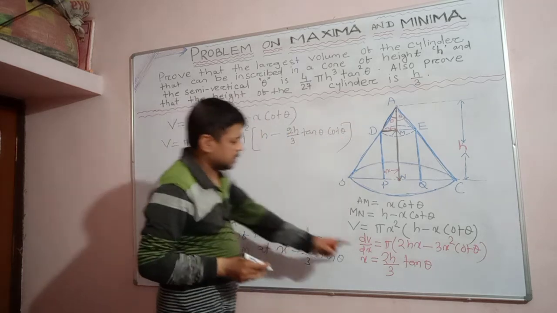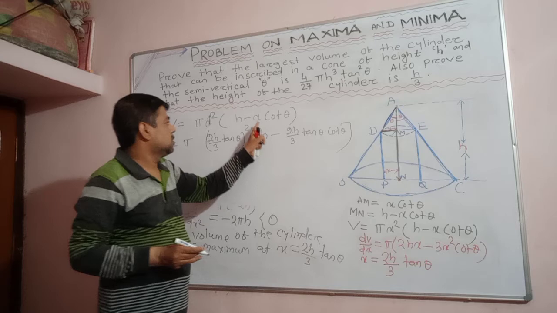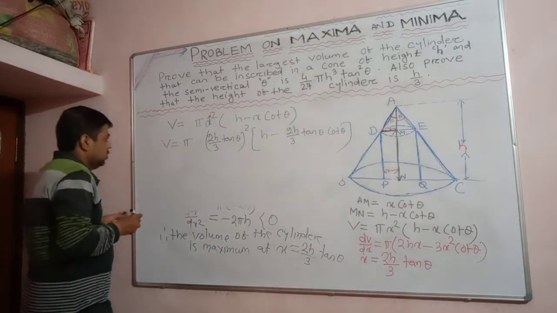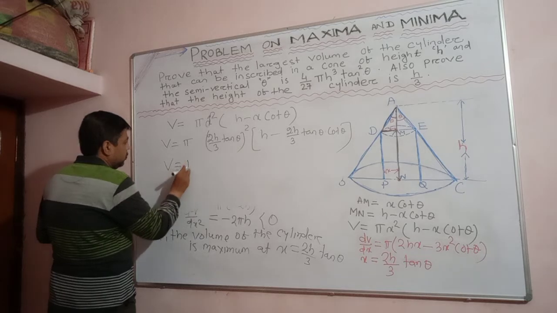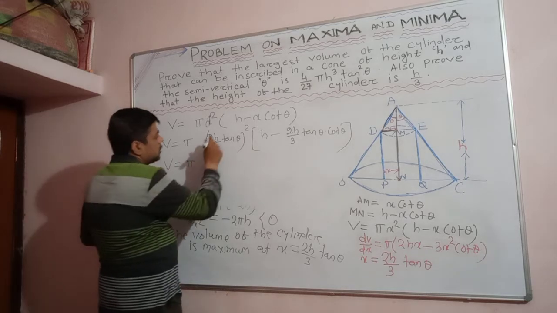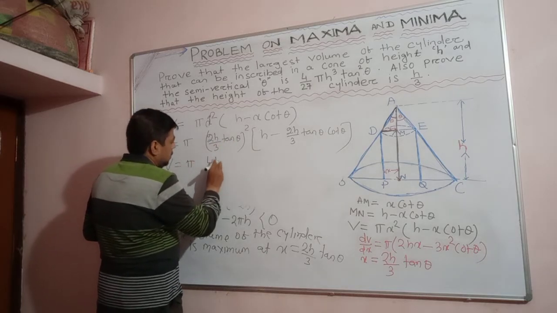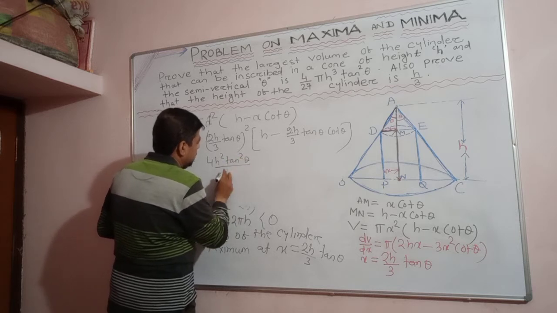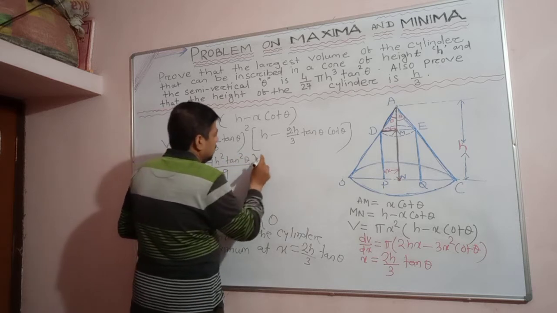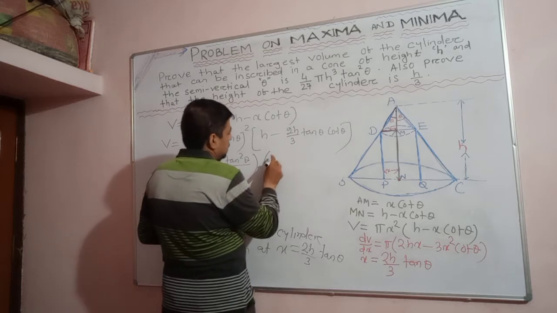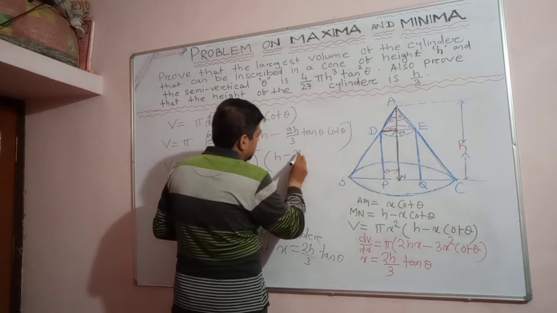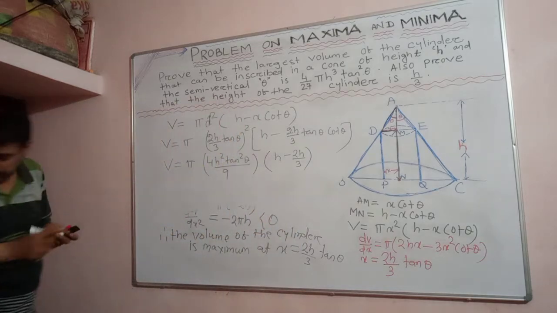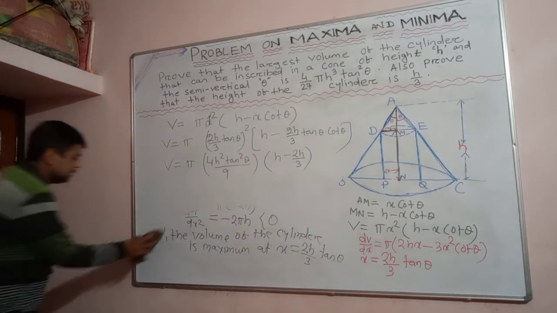Here, in place of x, we can write 2h by 3 tan theta. So in place of x: 2h by 3 tan theta into cot theta. So B is equal to pi, times 2h by 3 squared, which is 4h square, and tan square theta divided by 9. And here h minus 2h upon 3, because tan theta cot theta is equal to 1. Right? It's okay.